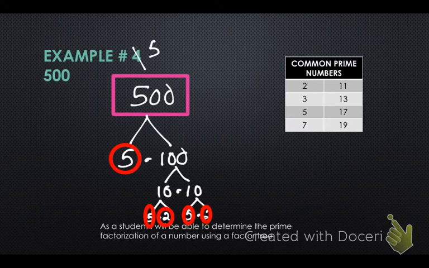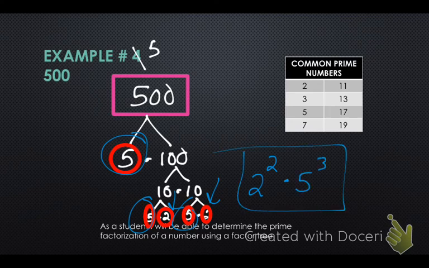So now we have to look at it. How many 2's do we have? Because 2's are the first one. So how many 2's? We had 1 here and 1 here. So that means 2 squared. We're going to multiply that by how many 5's? I'm pretty sure we have 1, 2, 3 5's. So it's going to be 5 to the 3rd power. And ladies and gentlemen, that is your prime factorization.